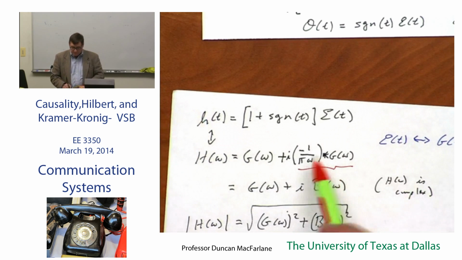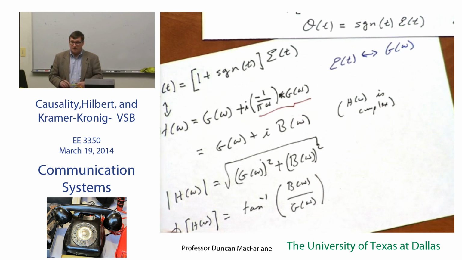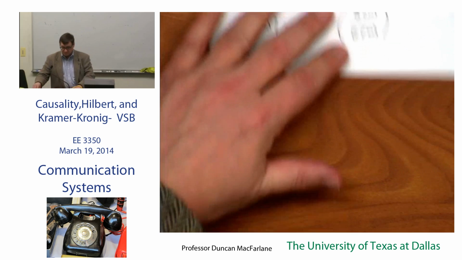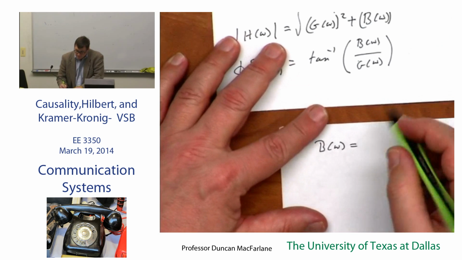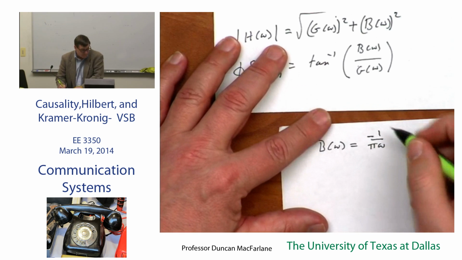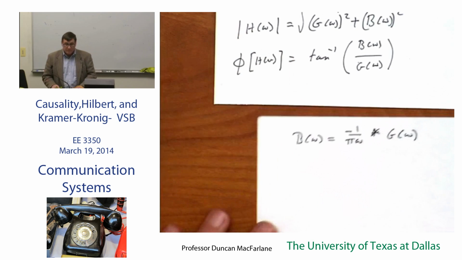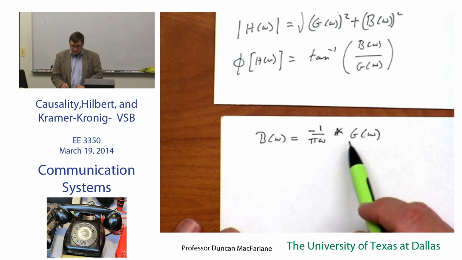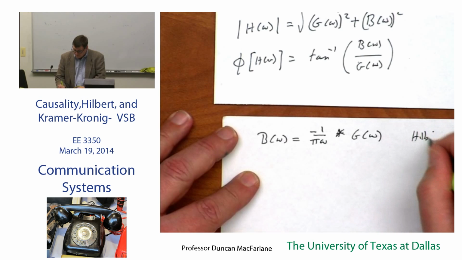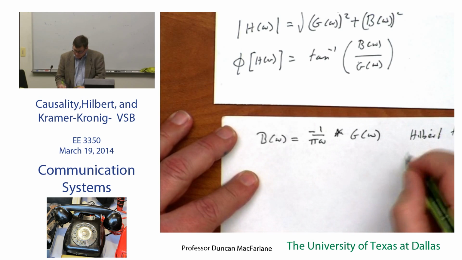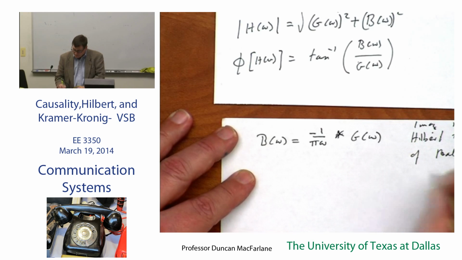But notice the relationship between the Hilbert transform and B of omega. Okay. So the imaginary part is equal to the convolution of G of omega with this function 1 over pi omega, which is the Hilbert transform. The imaginary part is the Hilbert transform of the real part of H.